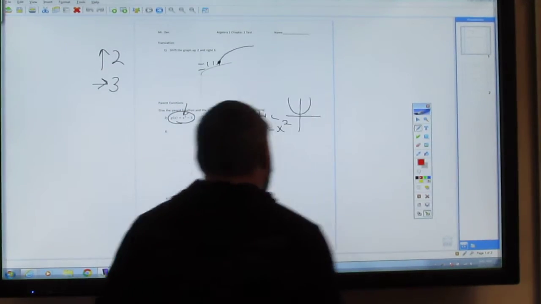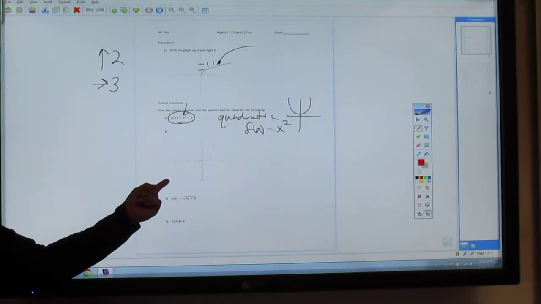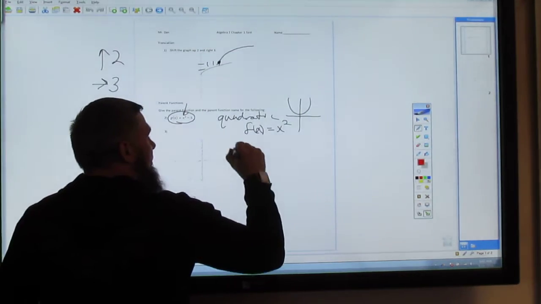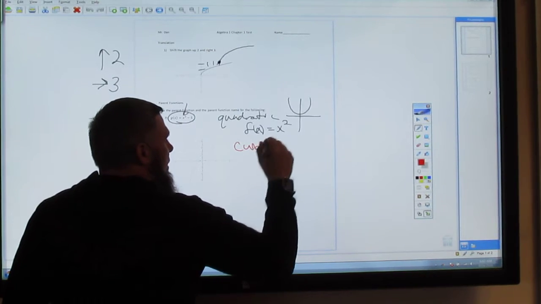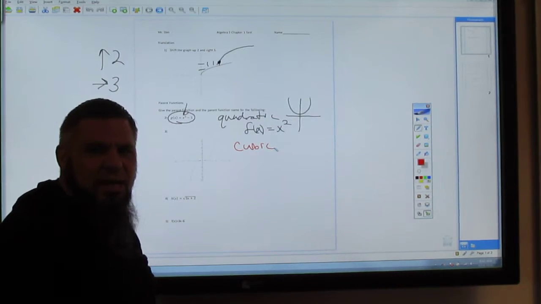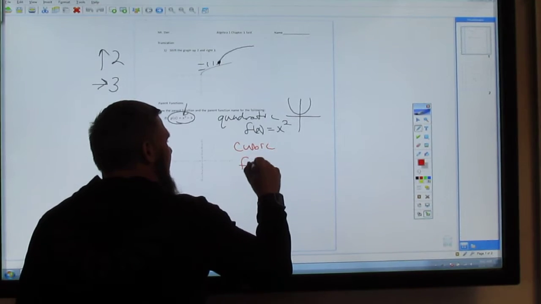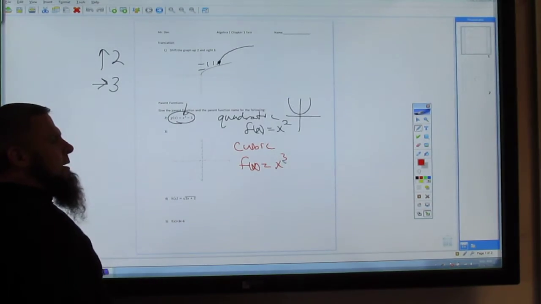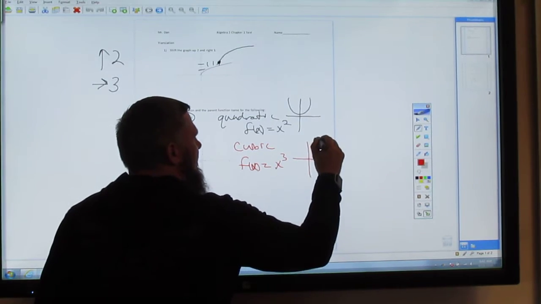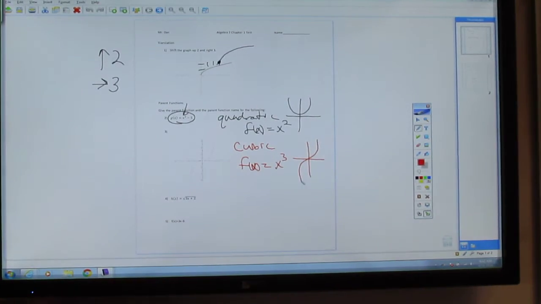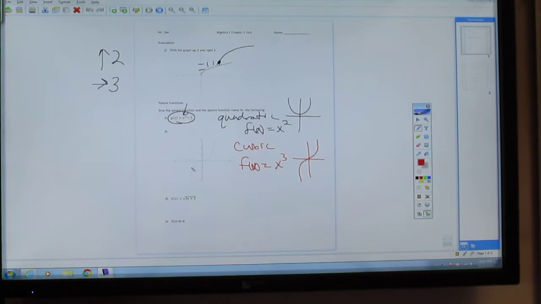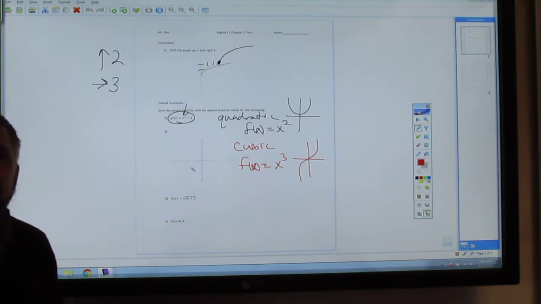Next. This guy. That looks like the cubic. So I'm going to write cubic. But I'm not going to stop there. I got to give the parent function f of x is equal to x cubed. Right? And I got to tell him, oh, it looks like this. Great, it looks like that already. You got a lucky one. You got an easy one, right?